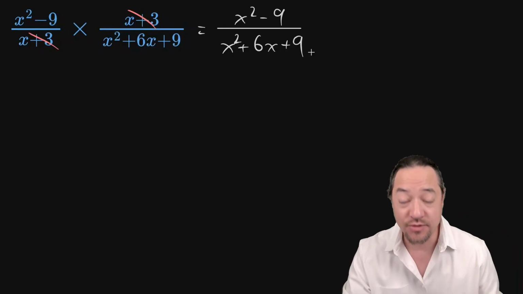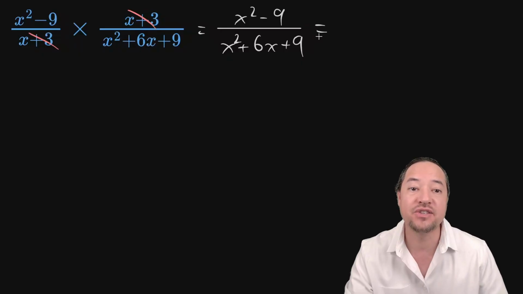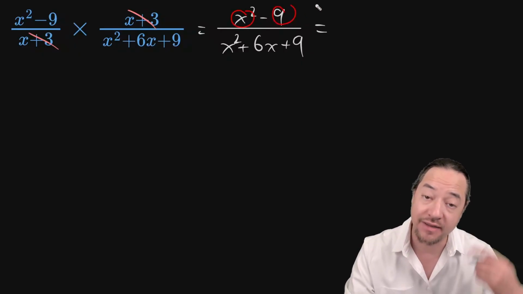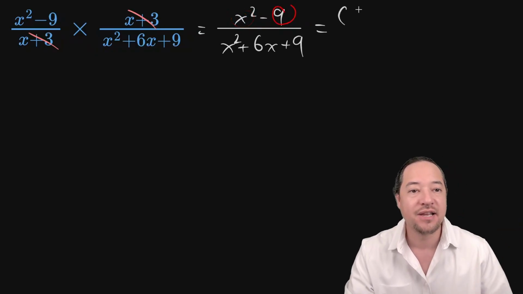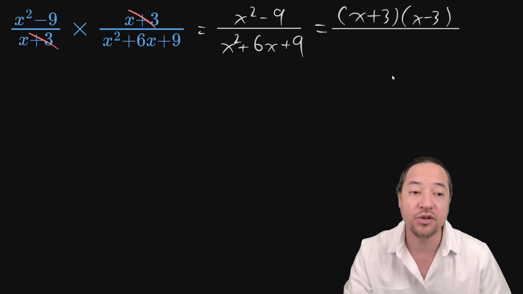Technically, this is the result, but we can simplify further, can't we? So if we look at this numerator, this will be an x squared minus 3 squared. That's a difference of two squares. We know that's going to give us x plus 3 times x minus 3, okay? So we can factor out that numerator.